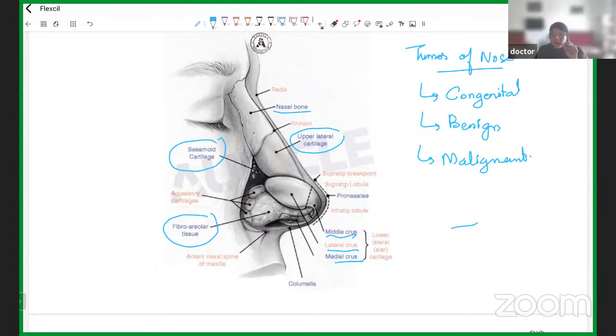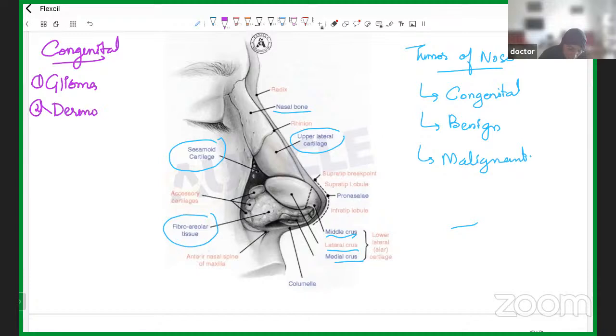Okay. So congenital, we have dermoid cyst, encephalocele, and glioma. So these are congenital tumors of the nose. Write it in a different color. Congenital. Number one, glioma. Number two, dermoid cyst, also known as simple cyst. Dermoid cyst is also known as simple cyst or simple dermoid. And then we have encephalocele.